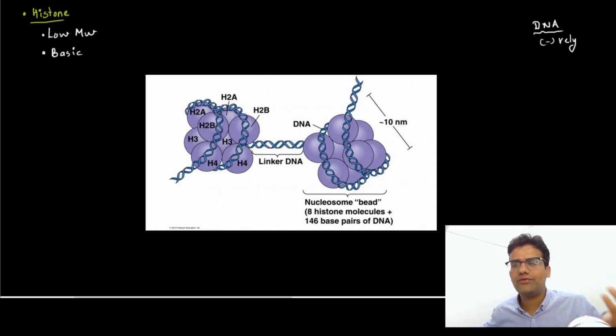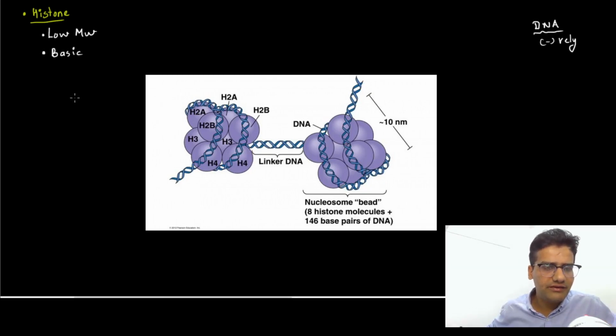Due to the presence of the phosphorus atom, our DNA is basically negatively charged. So if we have to fold this DNA, we have to have some bases. That is, we have to have some positively charged amino acids in these histone proteins. So these histone proteins are rich in positively charged amino acids, and positively charged amino acids are basically lysine and arginine.